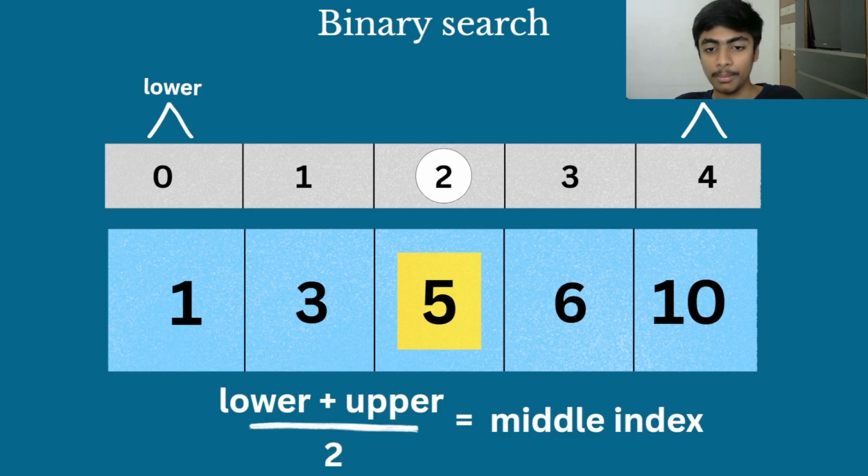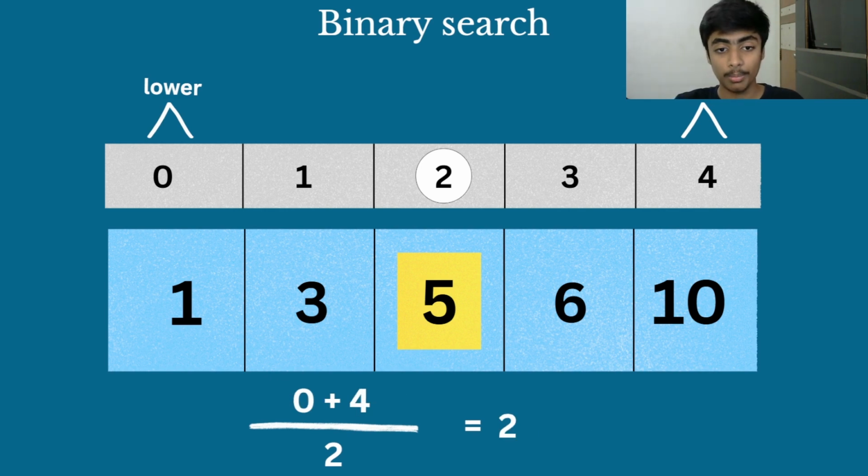The index of the middle element is just equal to our lower index plus upper index by 2. So it's just going to be 0 plus 4 by 2, which is 2. And you can see that using this, we can find out the index of the middle element of our array.